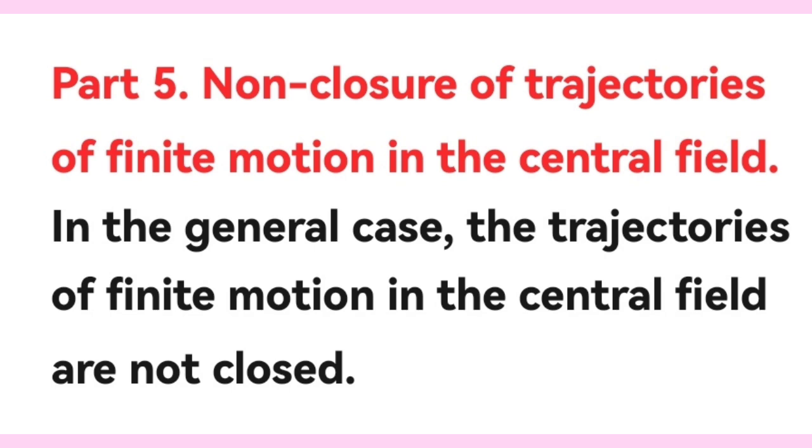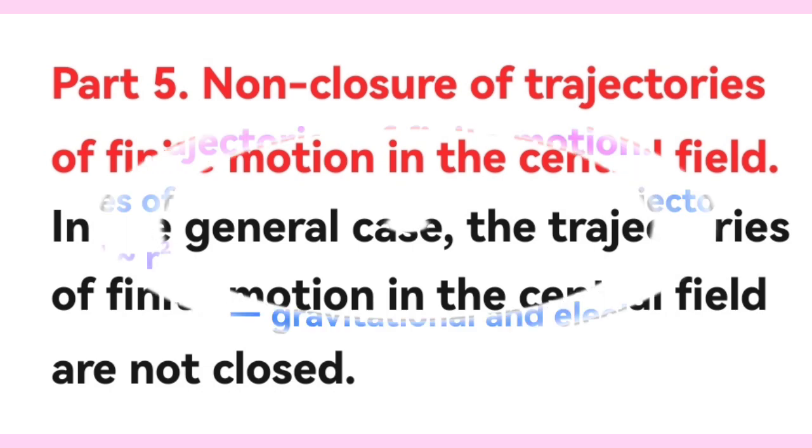The particle's trajectory will be closed only if after a certain number of oscillations the particle returns to the initial point of its trajectory. So a closed trajectory is possible only if the angle of rotation of the radius vector is a multiple of 2π. Thus, in the general case, the trajectories of finite motion in the central field are not closed.